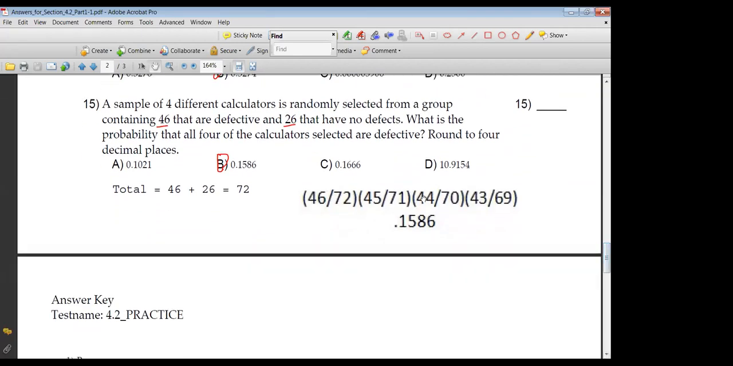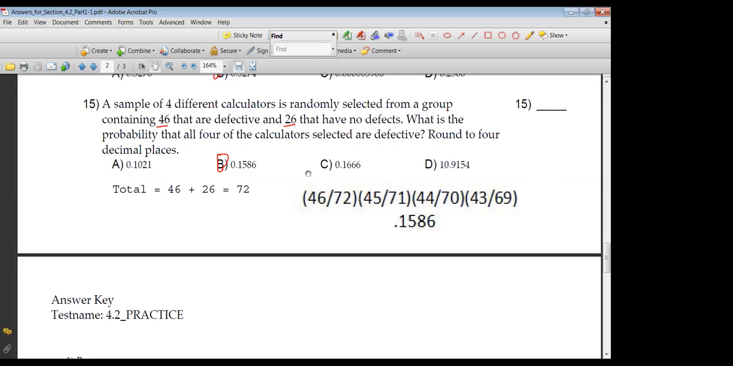A sample of four calculators is randomly selected from a group containing 46 that are defective and 26 with no defects. Once again, he's omitted how many we have for a total. 46 and 26, I can figure out that my total is 72. I want to pick four calculators that are defective. Well, I start out with 46 that are defective, favorable over total. I pull that one calculator, I put it off to the side. Guess what? Second time I go into the batch, only 45 are defective out of a total of 71. And then 44 out of 70, and then 43 out of a total of 69. If I were to do it again, it'd be 42 out of 68.